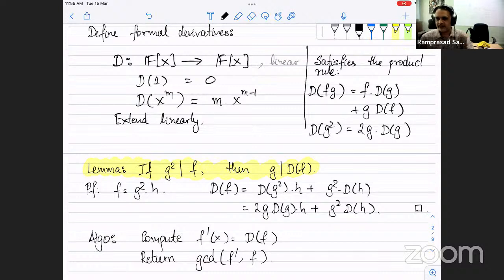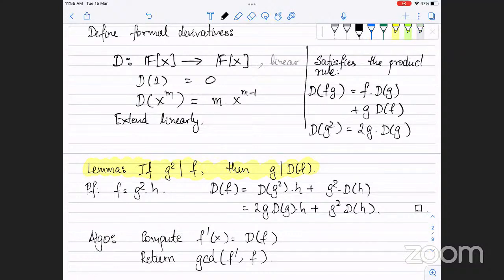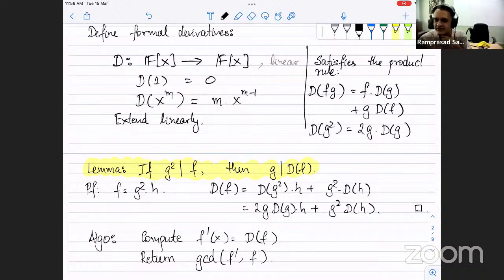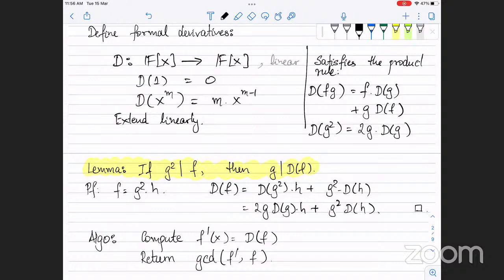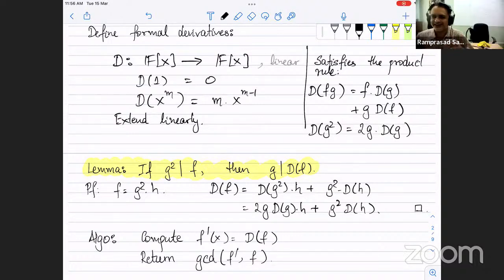Is there an issue with this algorithm? Let me just answer Saurabh's question and I'll come back to you, Shantanu. The GCD algorithm is something that's going to run in polynomial time in the degrees involved. So if f and f prime have degree d, then the GCD algorithm is going to take roughly poly d time. It's almost linear, but at this point we are okay with any poly d.